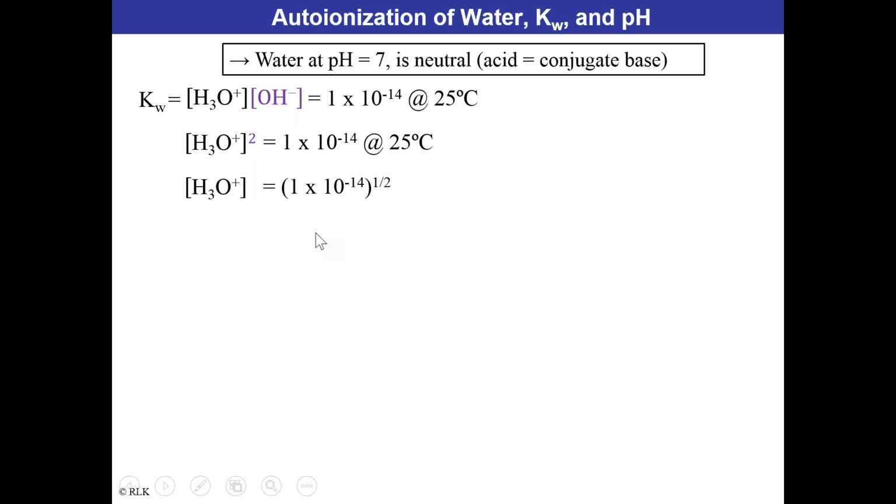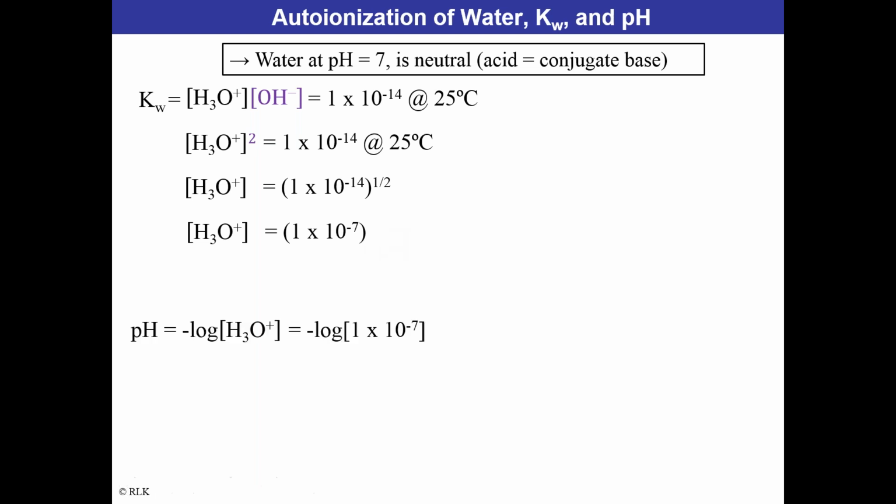Now, if we were to take the square root of that, because we're interested just in the H3O plus ion, the hydronium ion concentration, then that's what that would be. 1 times 10 to the negative 14 raised to the 1/2, which is 1 times 10 to the negative 7. If we follow our rules of exponents, you just simply divide 14 by 2 to get 7 if it's in exponential form like that. And now we have the concentration being equal to 1 times 10 to the negative 7.